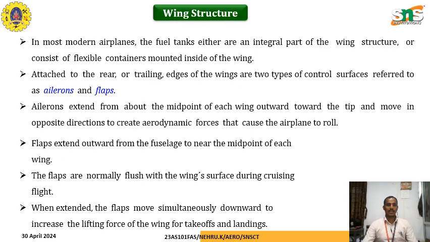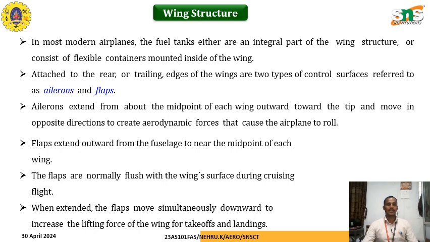In most modern airplanes, the fuel tanks are either integral parts of the wing structure or consist of flexible containers mounted inside the wings, attached to the rear or trailing edges of the wings. The two types of control surfaces are ailerons and flaps. The aileron extends from about the midpoint of each wing outwards towards the tip and moves in opposite directions to create aerodynamic forces which cause the airplane to roll either clockwise or anti-clockwise.